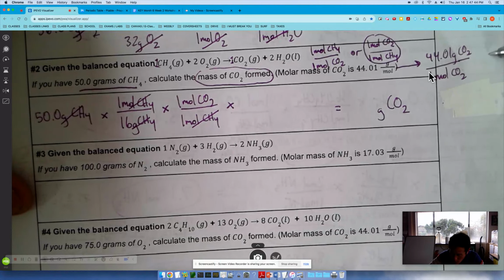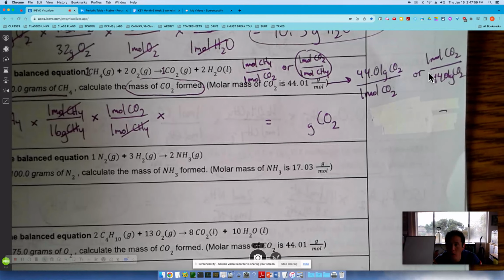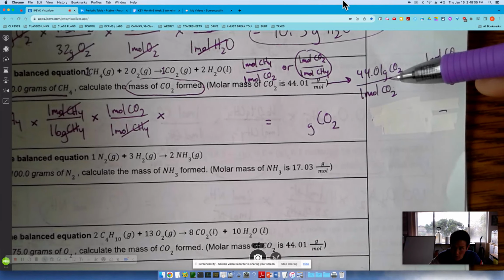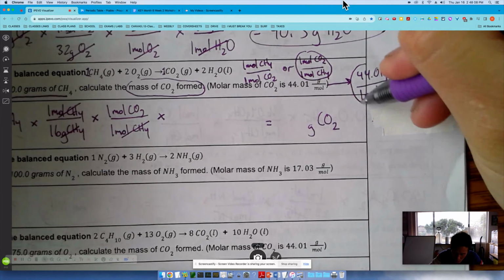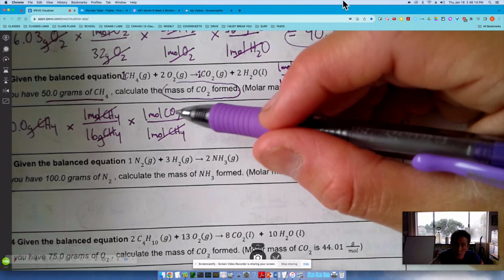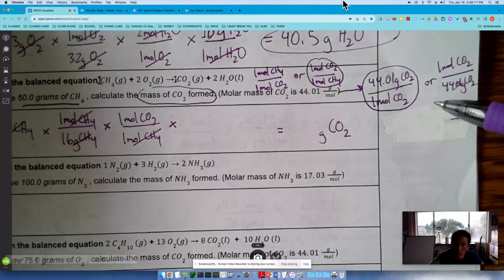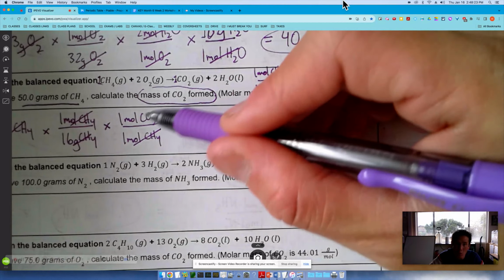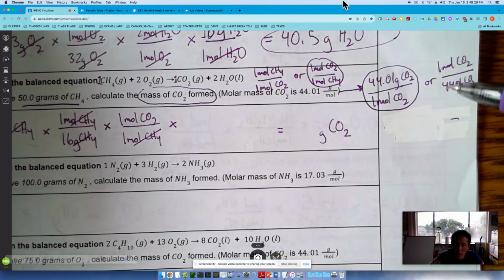I could use this version or another version where 1 mole of CO2 goes on the top and 44.01 grams of CO2 is on the bottom. Now, which version am I going to go with? The answer is this one. But why? Same as I said before: I want to cancel out the unit that's on the top and get to a new unit. So I have to pick the form where the unit on the bottom matches the unit from my last value. It's this version.